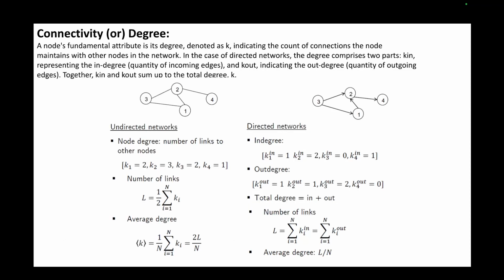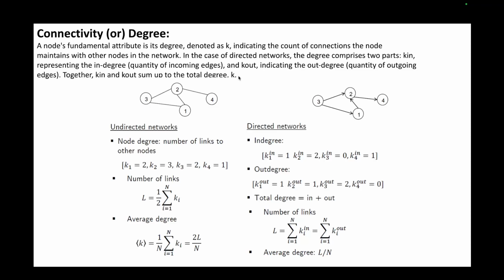Okay, so connectivity, I hope all of you remember. Connectivity is basically how many edges are going in and coming out of your particular node. In an undirected network, the degree is defined as the number of links to other nodes, and the average degree is given by 2L/n. In directed networks it is given by L/n, because there are two components, k in and k out. Your in-degree and out-degree: there are two degrees in the case of directed networks.